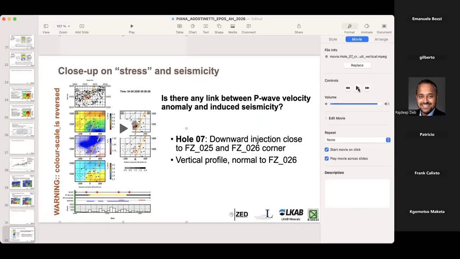If we play the movie, we see the anomaly developing, and all the seismicity is within the blue zone, which, sorry, is reversed from the previous slides, the high P wave velocity anomaly. And basically all the phases are the same. You see here that you have the anomaly and all the events are occurring inside the anomaly.